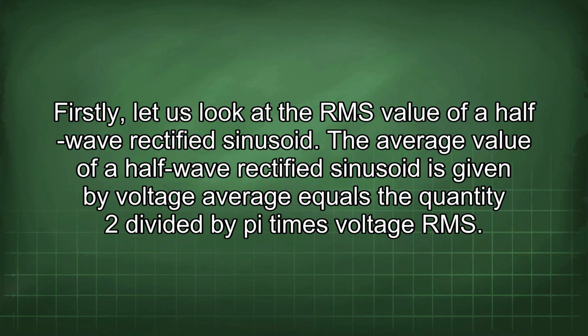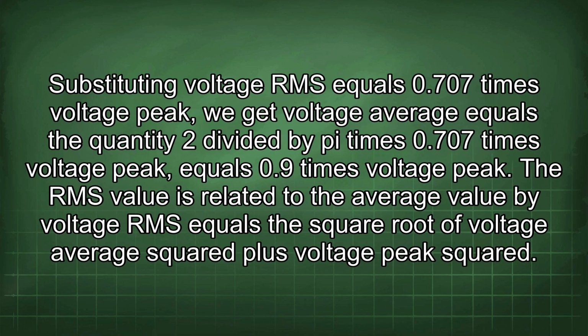Firstly, let us look at the RMS value of a half-wave rectified sinusoid. The average value of a half-wave rectified sinusoid is given by V_average equals the quantity 2 divided by pi times V_RMS. Substituting V_RMS equals 0.707 times V_peak, we get V_average equals the quantity 2 divided by pi times 0.707 times V_peak, which equals 0.9 times V_peak.